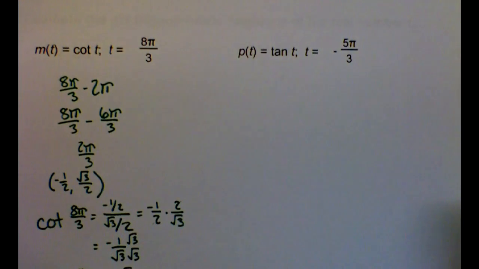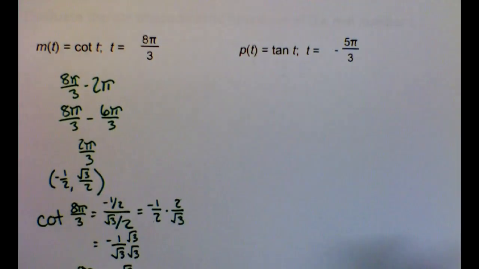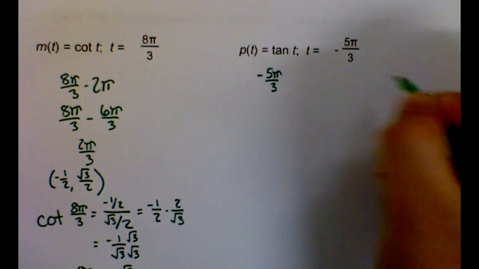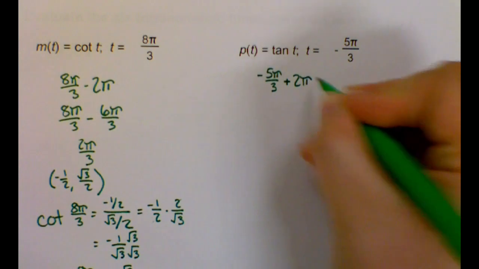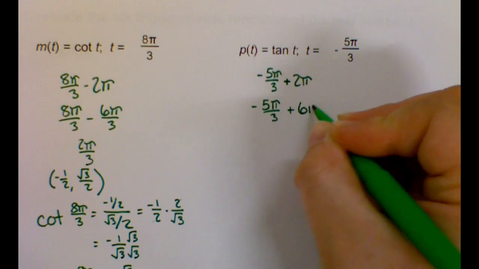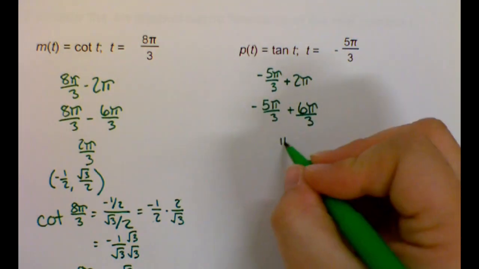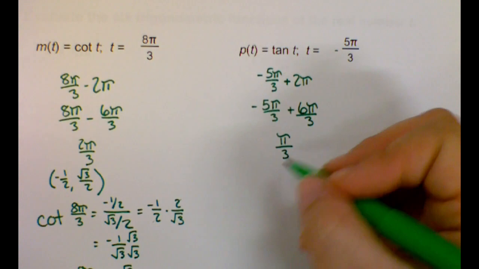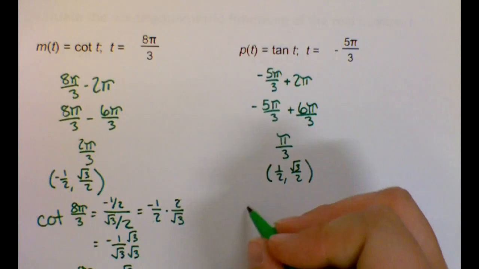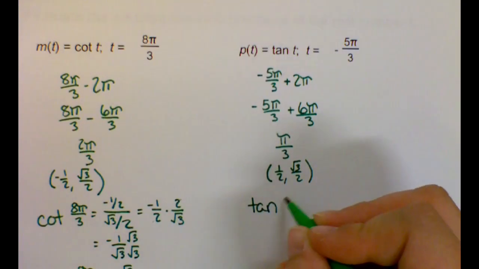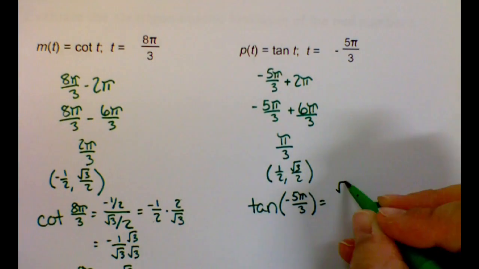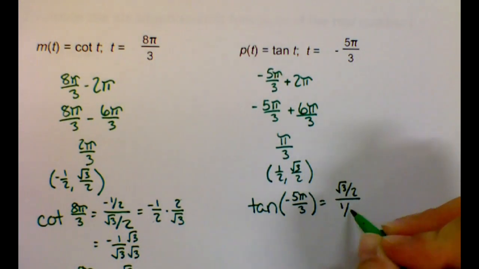Tangent of negative 5 pi over 3. Well, it's not on the unit circle, so it's definitely too small because there's no negatives, so I'm going to add 2 pi. And turn that into 6 pi over 3. So we get 1 pi over 3, which gives me the coordinates 1/2, square root 3 over 2. And now I need the tangent of that. So I want the tangent of negative 5 pi over 3, which is y, square root 3 over 2, over x, which is 1/2.